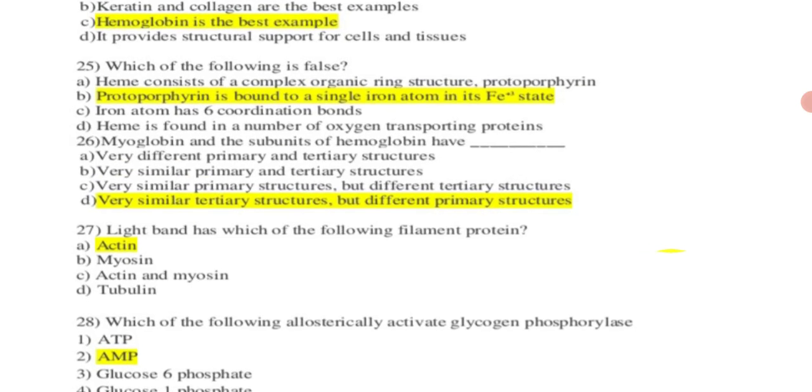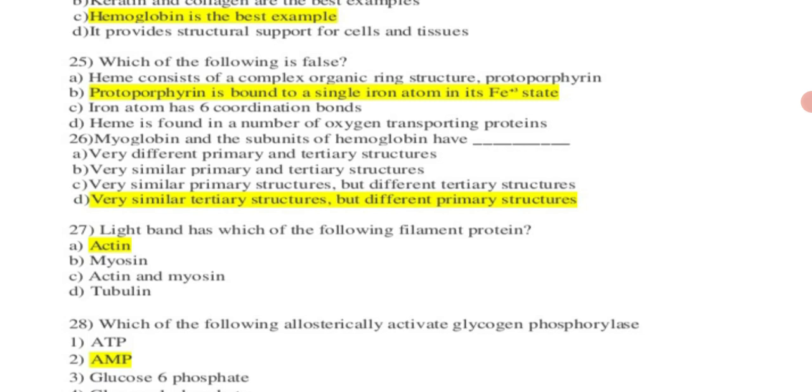Moving to the next question, question number 26. Myoglobin and a subunit of hemoglobin have very similar tertiary structure, but they are different in their primary structure. Myoglobin is a protein located primarily in striated muscles of vertebrates. The gene responsible for myoglobin is capital M, capital B, that is the MB gene, which codes for myoglobin in humans. It encodes a single polypeptide chain with one oxygen binding site. Myoglobin contains heme as a prosthetic group that can reversibly bind to oxygen.